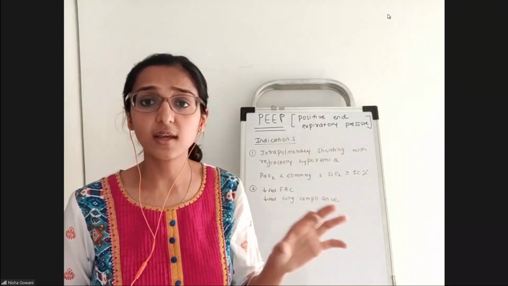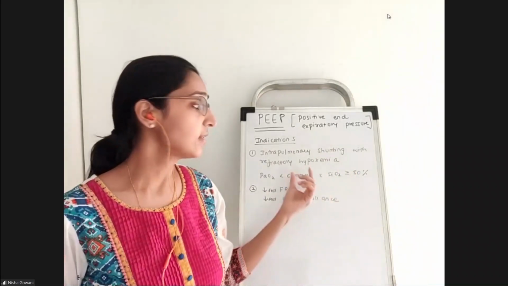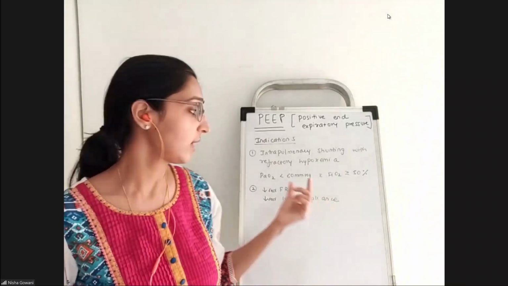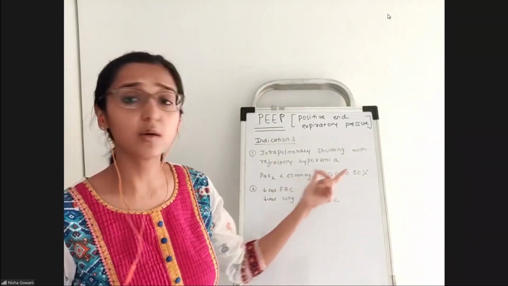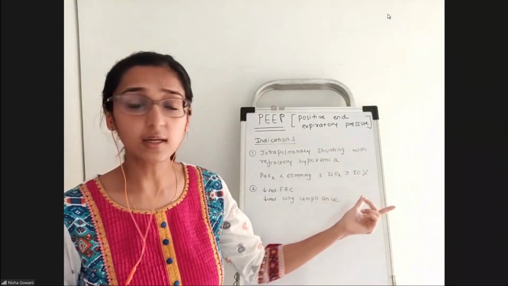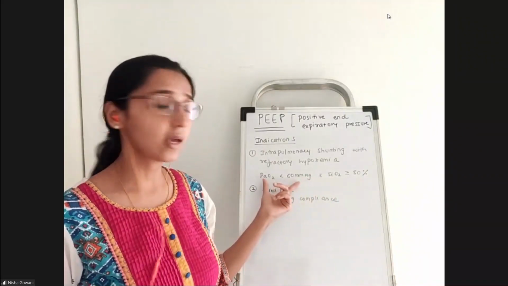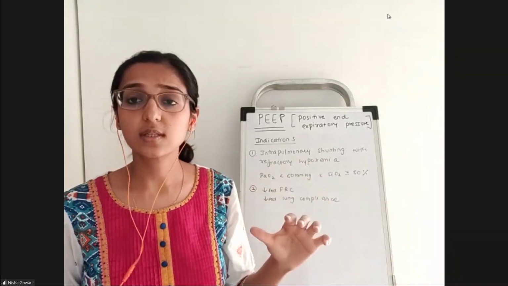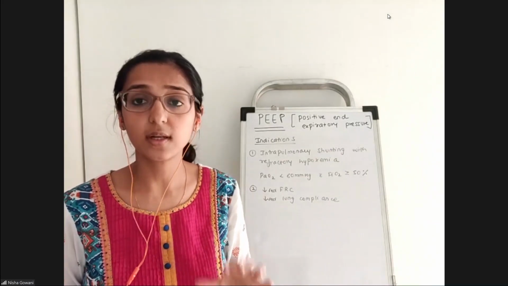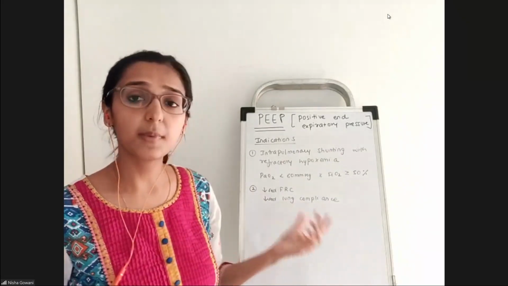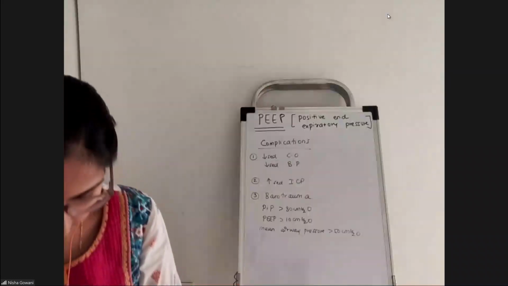If there are areas of shunting in the lung, a lot of intrapulmonary shunting occurring, and there is also refractory hypoxemia, wherein the PaO2 is less than 60 millimeters of mercury and the FiO2 required is more than 50%, that is, such a high amount of oxygen is required, yet the PaO2 is not improving, this is a situation wherein PEEP will help the patient in oxygenation status. Then PEEP also helps improve the functional residual capacity. It helps to improve the lung compliance.